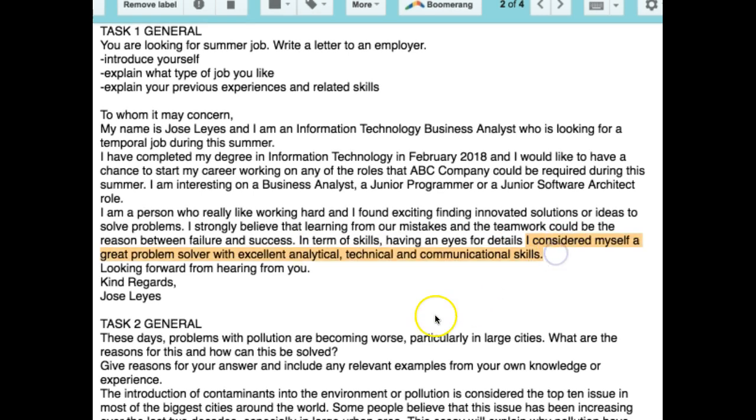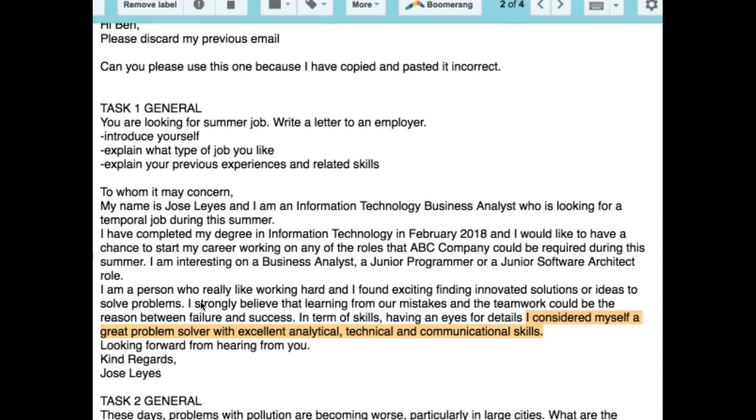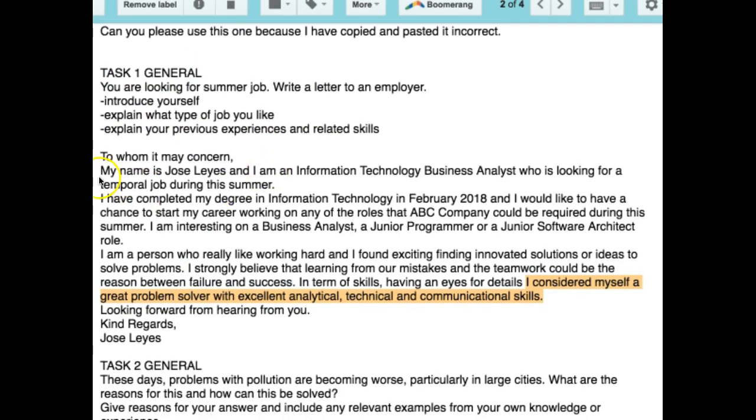Okay? Good work. Looking forward to hearing from you. Kind regards, Jose Leyes. Excellent work there, Jose. So you know what to do now. Implement all the corrections. Well done here. We've covered every single point. That's fantastic. Remember, a small indentation is necessary here and here. It's a new paragraph.